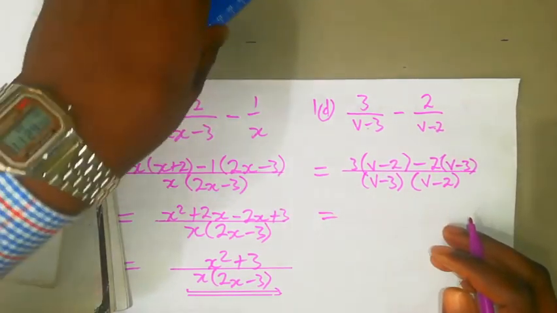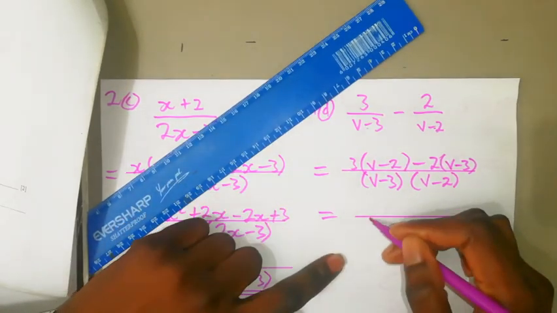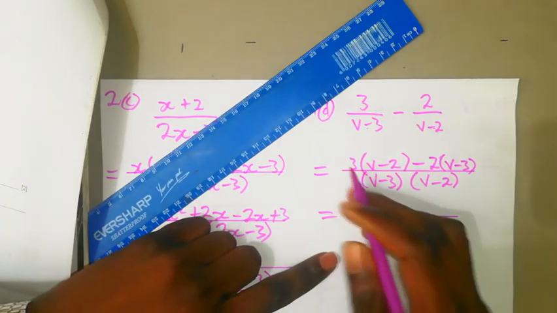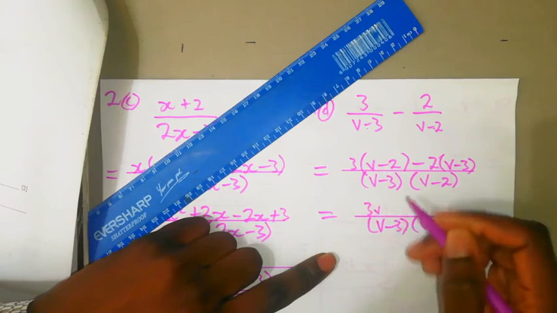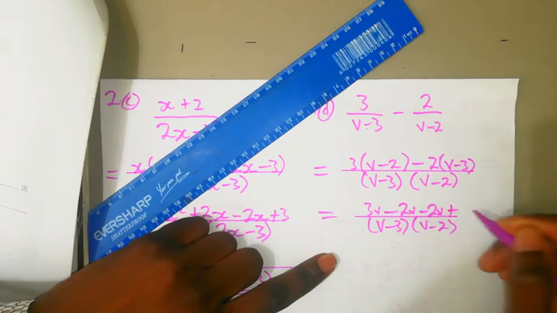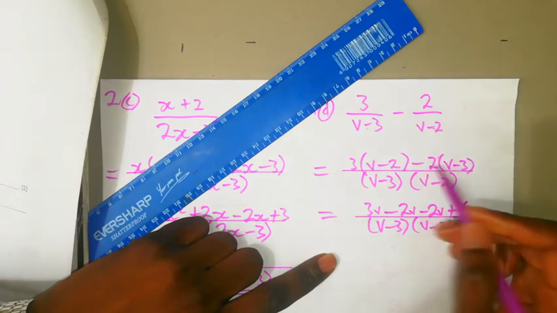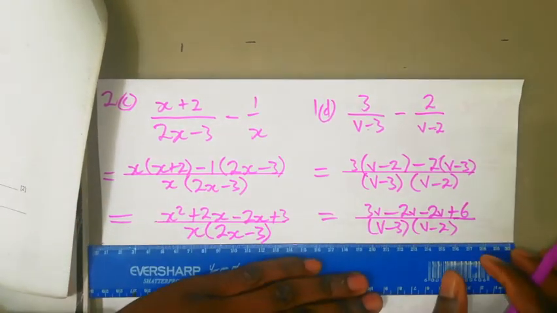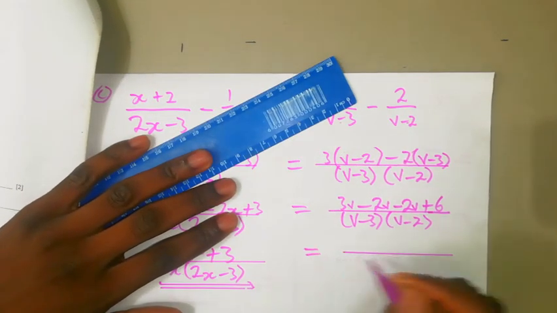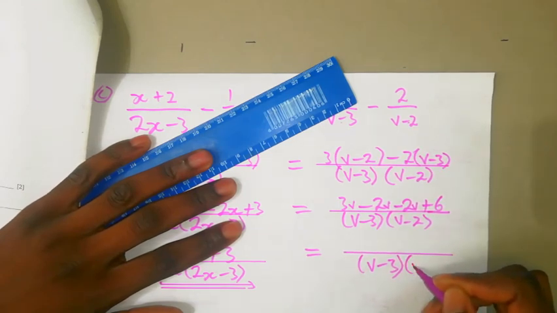Then it's equal to, now we have my denominators there, v minus 3, v minus 2. So I'm expanding there, 3v minus, plus 6. You see, that is my 2 times 3 there. Then it's equal to common denominator minus 3 v minus 2.